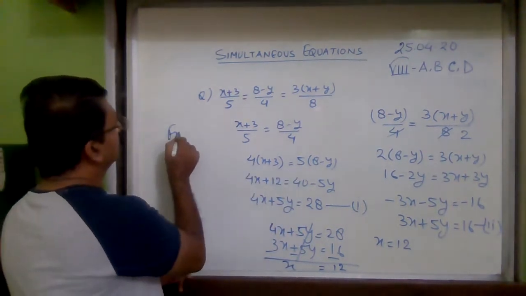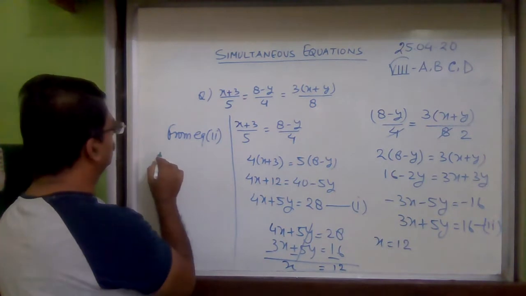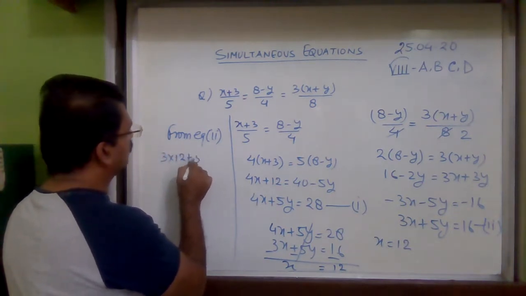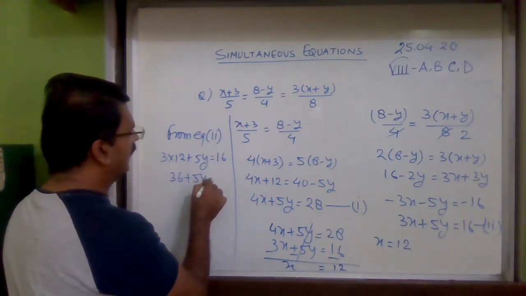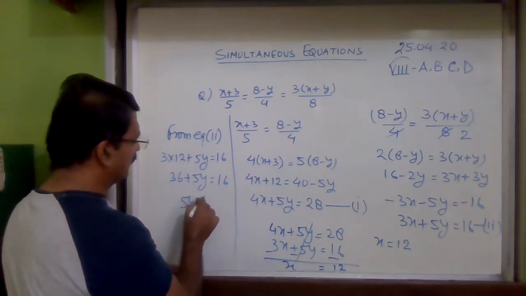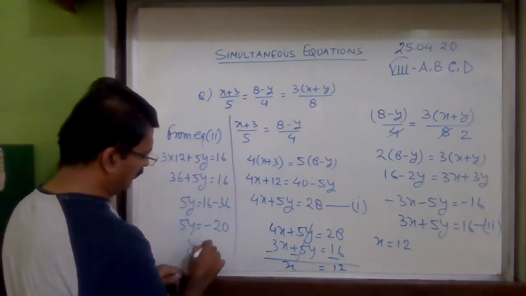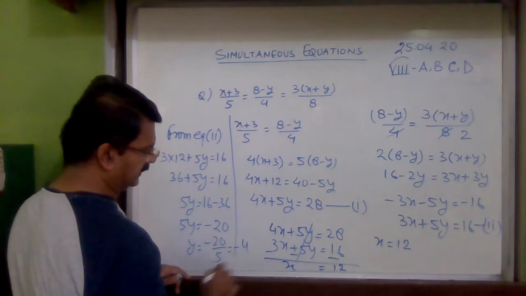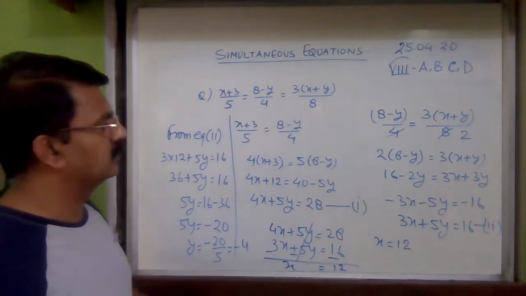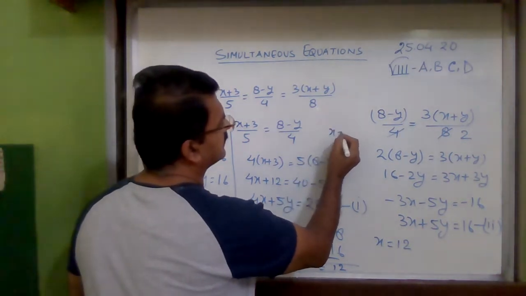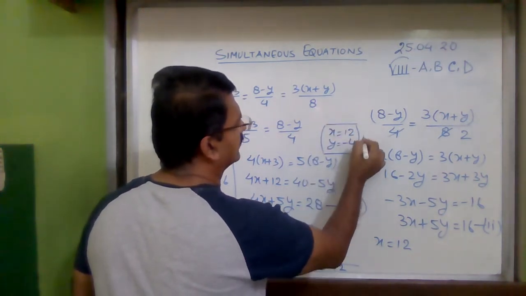From equation 2, 3 into 12 plus 5y is equal to 16. 36 plus 5y is equal to 16. 5y is equal to 16 minus 36. 5y is equal to minus 20. So y is equal to minus 20 by 5, that is equal to minus 4. Clear? So we have found that x is 12 and y is equal to minus 4. That would be our answer: x is equal to 12 and y is equal to minus 4.